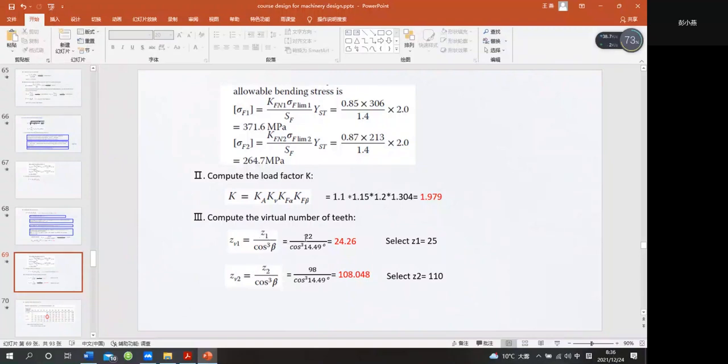We have selected Z1 as 22, and we have modified the helical angle as this. Do you remember? We have modified the helical angle. And then we calculate the Z1, the virtual number of teeth. It's 24.26. And then we select Z1 as 25 and Z2 as 110. So this is the modified number of teeth.